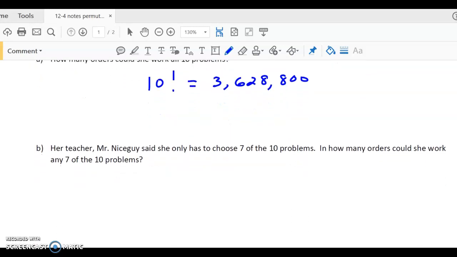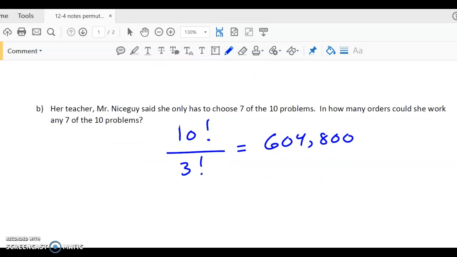Part B. Her teacher, Mr. Nice Guy, says she only has to choose 7 of the 10 problems. In how many orders could she work any 7 of the 10 problems? So now she gets to leave 3 blank. So if we use the same logic as above, she gets 10 factorial ways. However, she's only answering 7 questions, so we have to divide out 3 factorial to make it 10 factorial over 3 factorial. That's 604,800 total ways to answer the test.